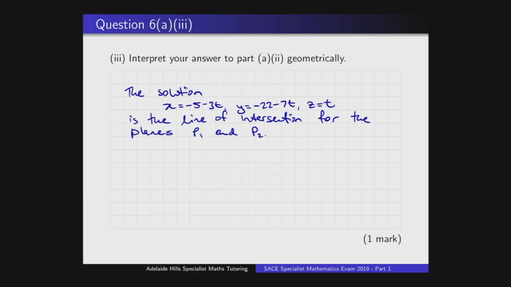Okay, think of P1 and P2, the two equations that we were solving, as being two planes in 3D, and those two planes aren't parallel and they intersect, and the line they intersect on is given by that parametric solution.